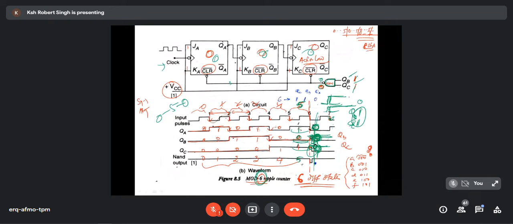Which one is not getting the output 0? QB and QC is not responding. QB and QC is not getting 0. If I happen to get QB and QC 0, then I get all the outputs to be 0. So QB and QC, which are not giving the output 0, you connect to the NAND gate. That is the logic.